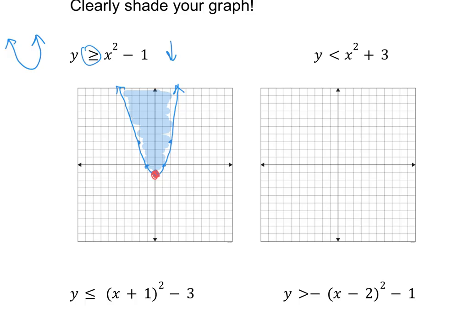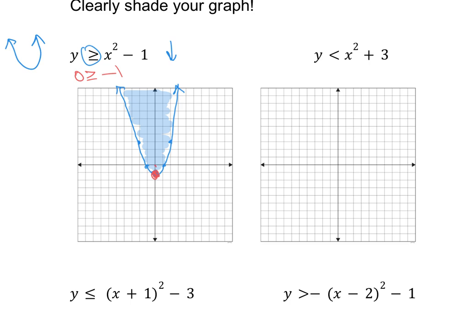And if we're not sure, we can always just test that point 0, 0, where we'd say 0 is greater than or equal to 0 squared minus 1. 0 is greater than negative 1, so 0, 0 is inside. We would shade the inside.